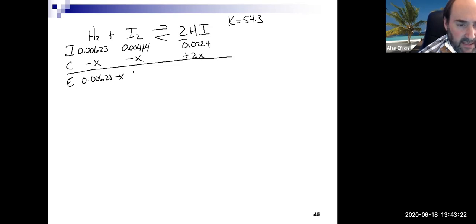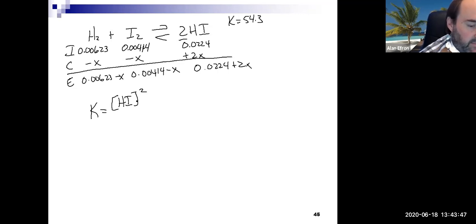0.00623 minus x, 0.00414 minus x, 0.0224 plus 2x. Remember that what we want to do at this point is put it into our equilibrium expression. So our equilibrium expression for this is going to be our products, which is HI. We also, again, need to square it because of the coefficient, divided by H2, divided by I2, and that is going to equal our K value of 54.3.